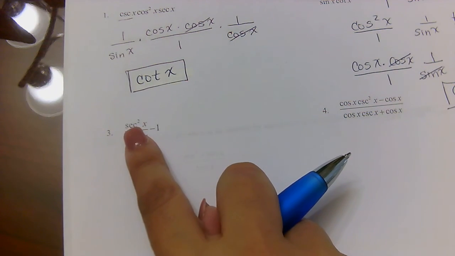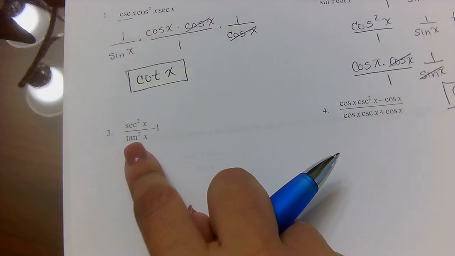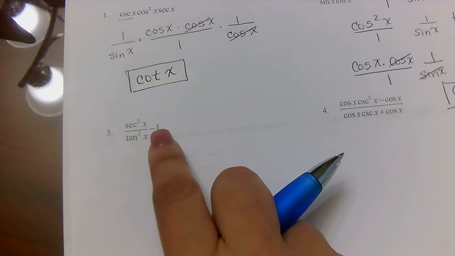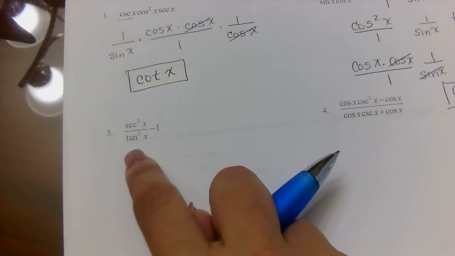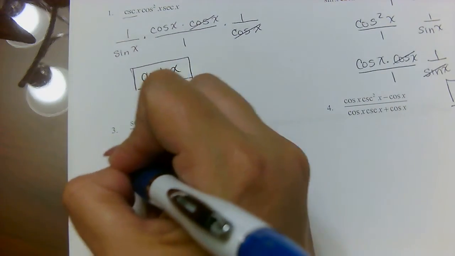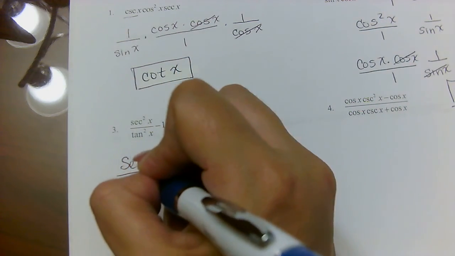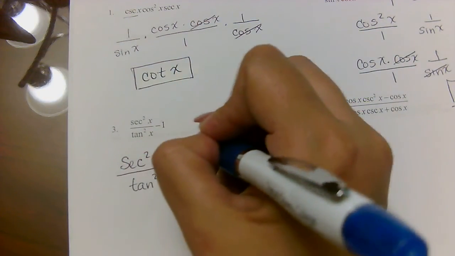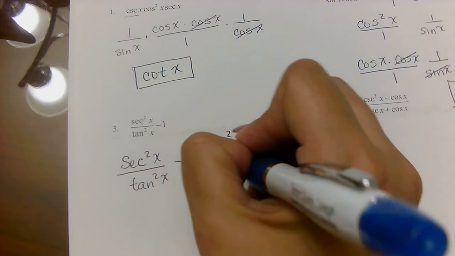All right, next one we have secant squared divided by tangent squared, minus 1. Now, anytime you have a fraction with a whole number, you need to make it a common denominator. So all I'm going to do is change the 1 so it can have a common denominator. I'm going to use secant squared x over tangent squared x minus tangent squared x over tangent squared x.